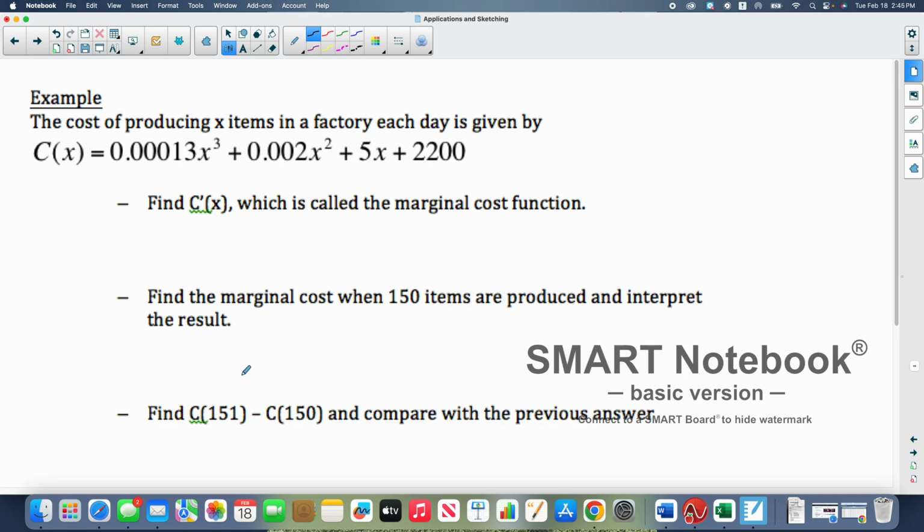It says to find C prime of X, which we refer to as the marginal cost. What does marginal cost mean? The cost of producing one more good. Yeah, the cost of producing that next item. So go find the derivative for that for me real quick. Use calculator if you need to. So find the derivative of that function.